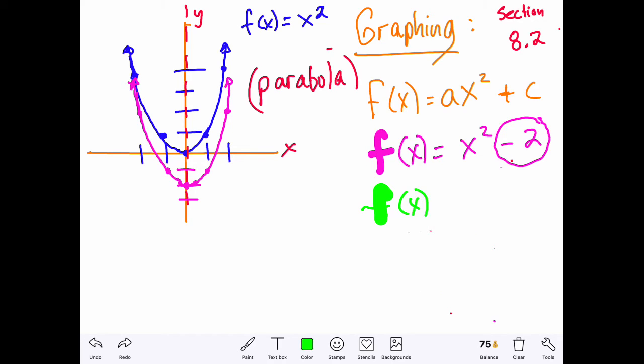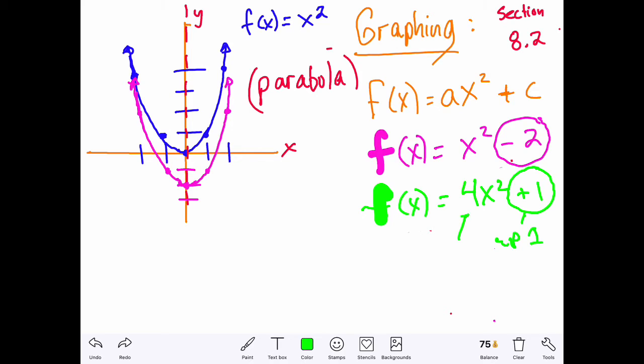F of x equals 4x squared plus 1. Okay. So on this one we have a couple things going on. Well, let's look at what we're talking about today with it, which is that vertical shift up or down. So in this case, this would be a vertical shift up 1.